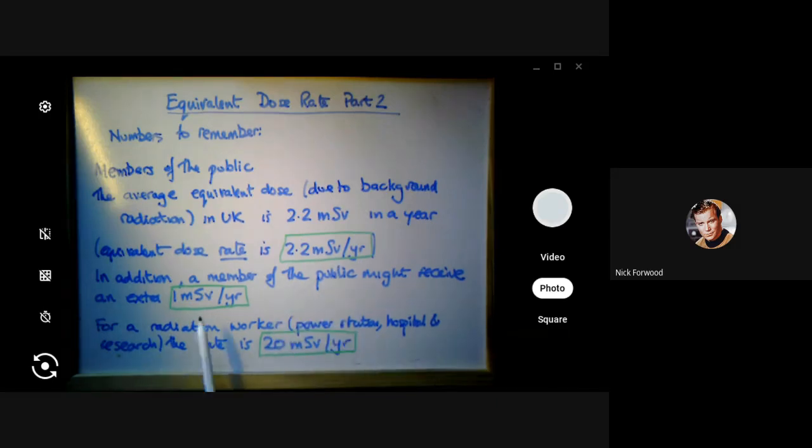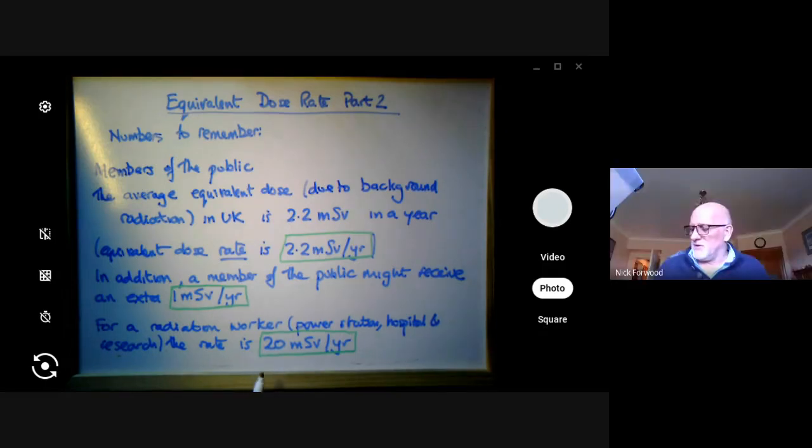In addition, an extra 1 if you go and get some x-rays or something like that, then that would take you to 3.2. And lastly, if you work in a power station, I think physics teachers come into this group as well, because we work with radiation. We have radioactive sources in the school. If you're going to work with radiation, then the limit is 20 millisieverts per year. And those are legal limits.